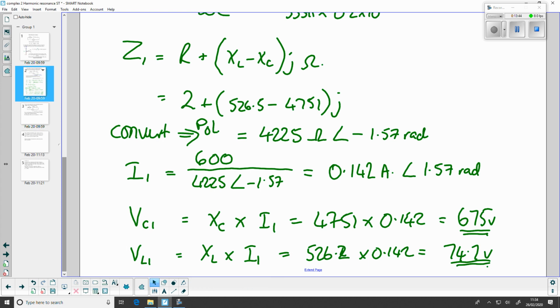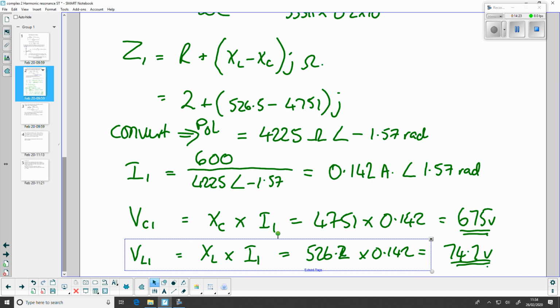In this particular problem, yes, these two voltages are at different phase angles. But in this instance, the magnitude is what we're interested in. If we were interested in the angle, we'd have to have XC at minus 90 degrees, XL at plus 90 degrees, and we'd have to include that 1.57 radians in the current as well. All right.